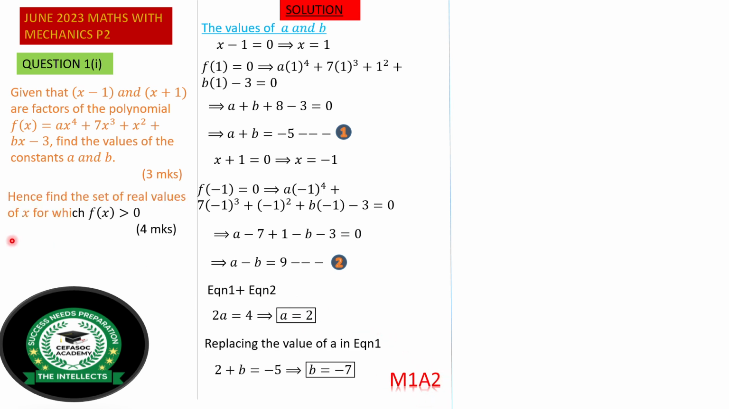The second part of the question is, hence, find the set of values of x for which f of x is greater than 0. Now, to find the set of values of x, the first thing to do is that when you find an unknown, you first of all replace the values of the unknown back into the original polynomial. It is not compulsory, but it is necessary. We have f of x equals 2x to the 4 plus 7x cubed plus x squared plus bx minus 3, and it's not equal to 0 this time around.